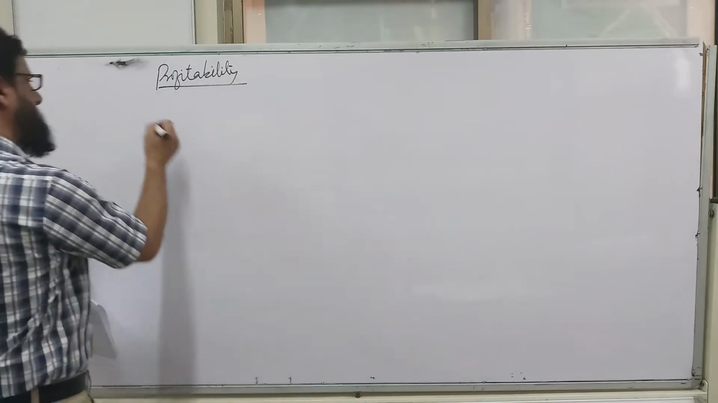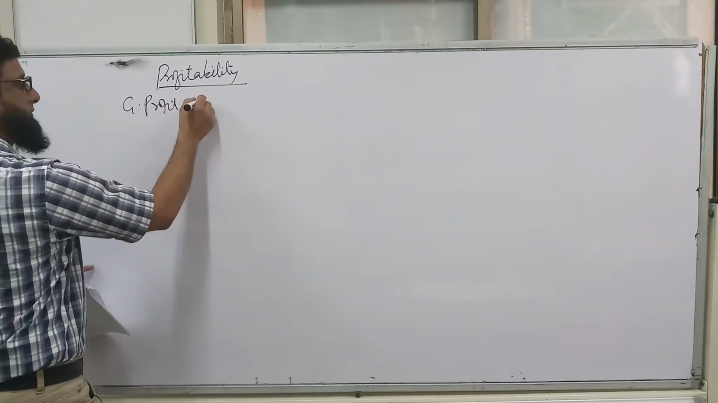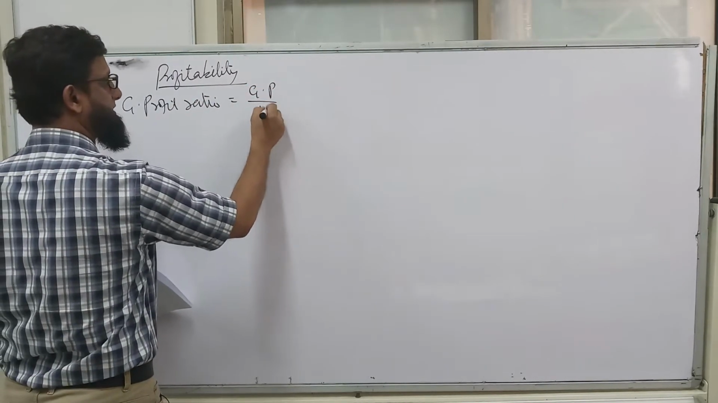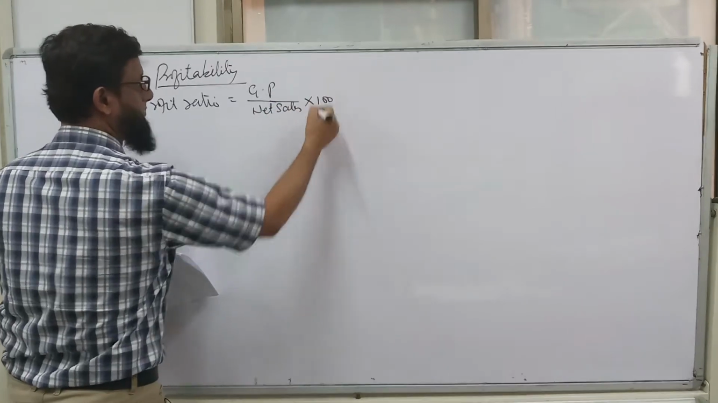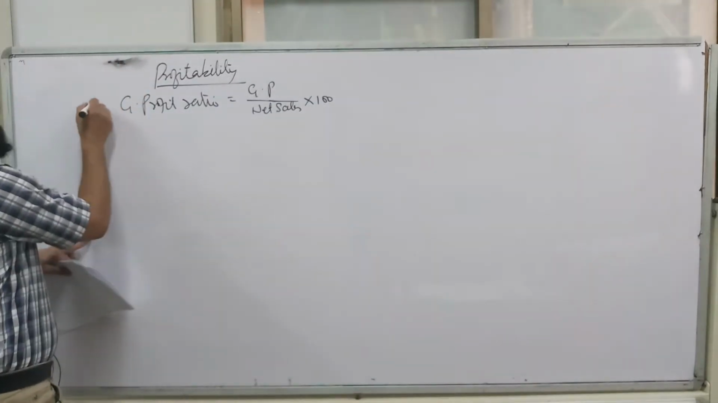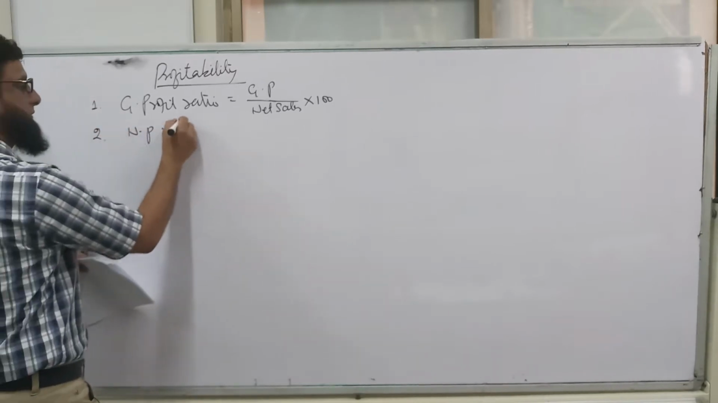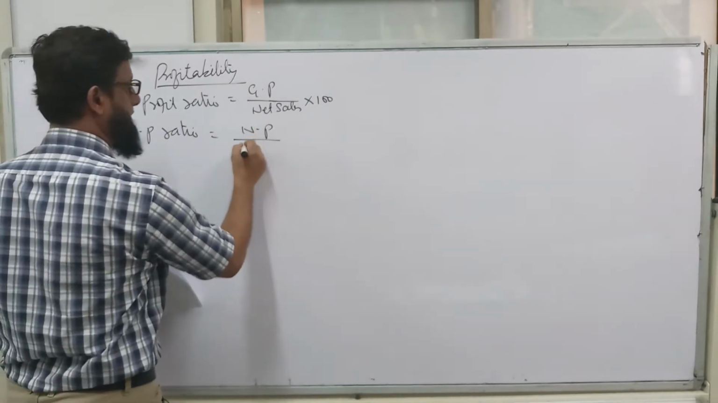Number one, the gross profit ratio. Formula is gross profit upon net sales. Number two, net profit ratio. Formula is net profit upon net sales.